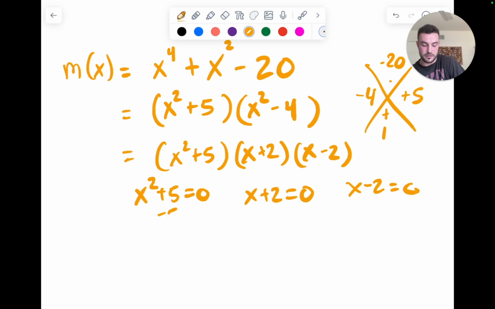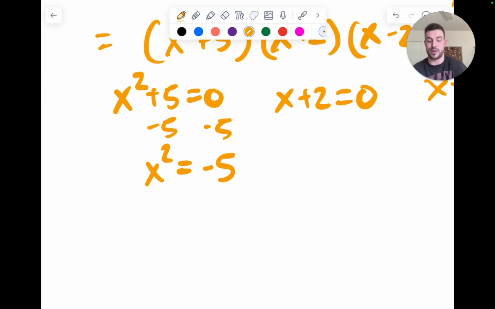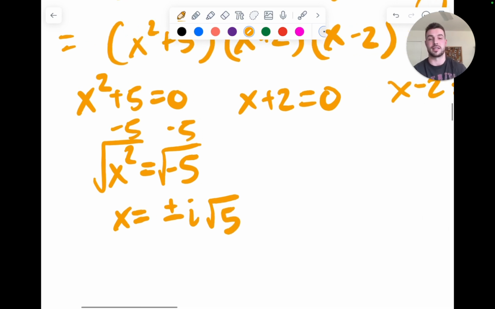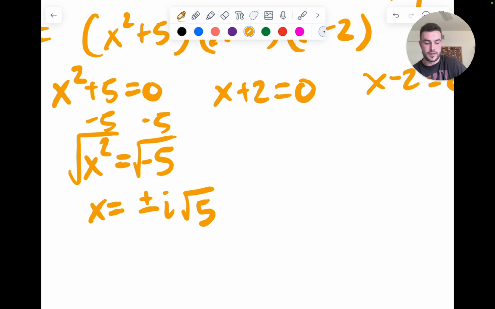And I can solve. Well, the problem over here is I end up having to take the square root of a negative, which is okay, but we end up with a negative number. So if I take the square root, I get x equals. Well, every time there's a square root, I need a plus and a minus. Whenever we take the square root of a negative, I need an i. And then 5 doesn't simplify, so it's going to stay like that. We'll come back to this one.